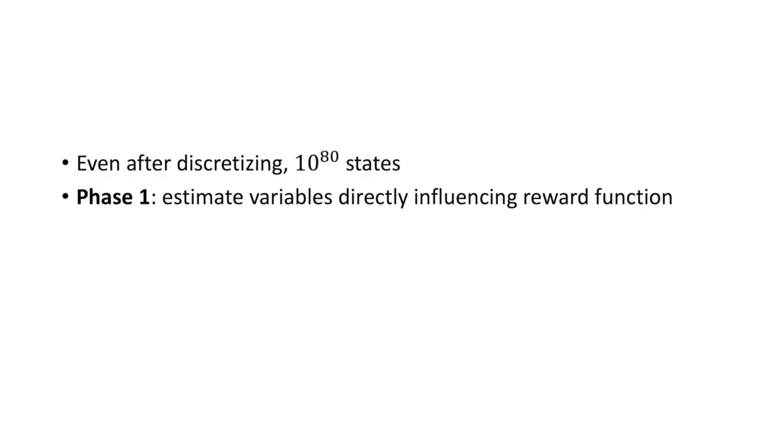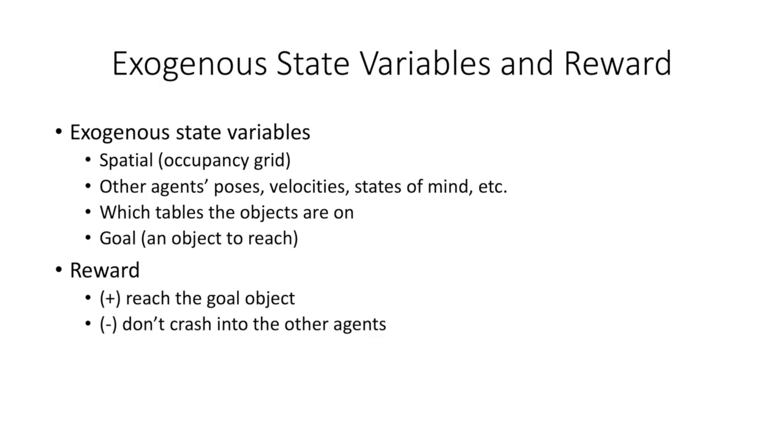In the first phase, it estimates which variables directly influence the reward. The exogenous state variables in this domain are spatial features, i.e. an occupancy grid, attributes of the other agents in the world, such as their poses and velocities, which tables the objects are on, and the goal, which for our purposes will be an object that the robot must navigate to. We are assuming here a fully observed world.